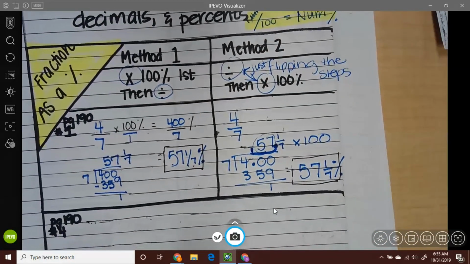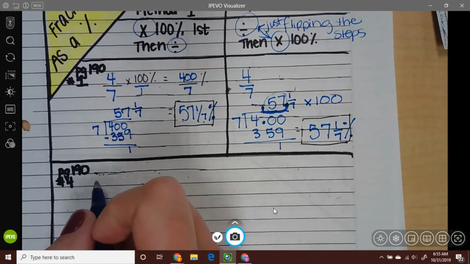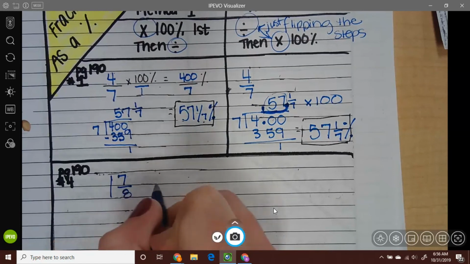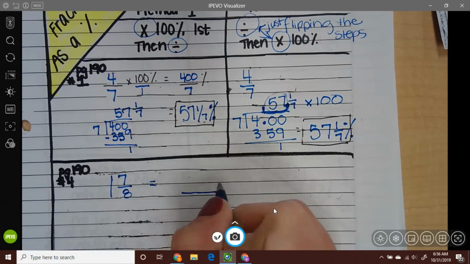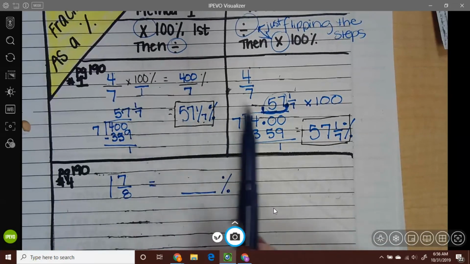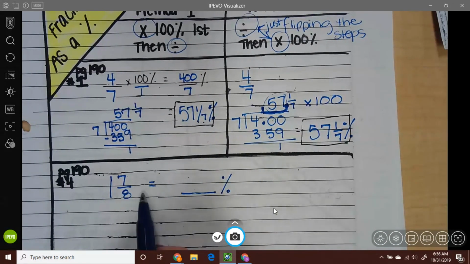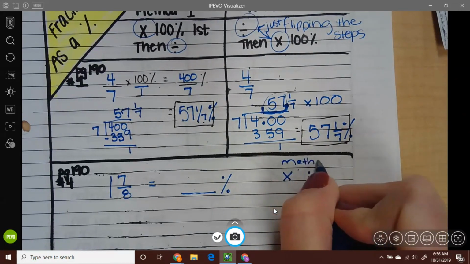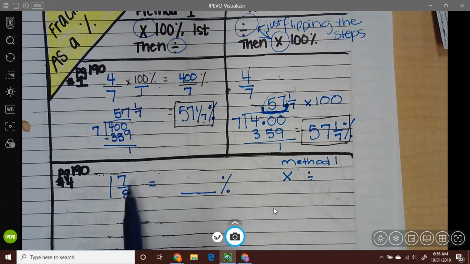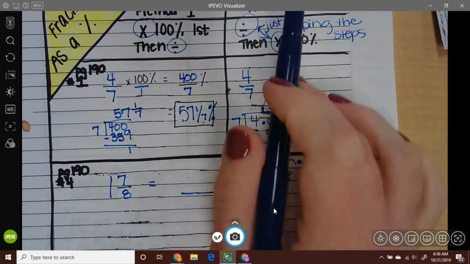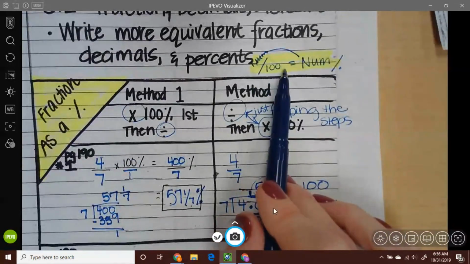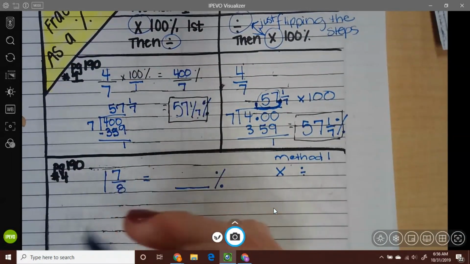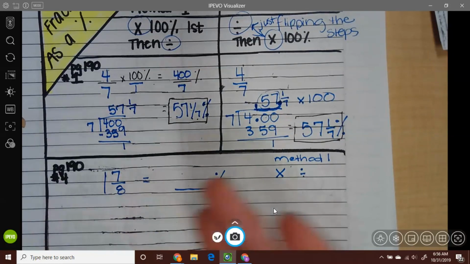Okay, so we're going to do number 4 on page 190. So you're going to change 1 7/8 into a percent. To avoid having to think about a decimal and a fraction together, I'm going to have you multiply and then divide. So we're going to use method 1. Sometimes your fraction cannot multiply evenly to get to 100 and just change to a numerator out of 100. So that's why you have to learn this process as well. But if it was a numerator out of 25, you just multiply both of them by 4.